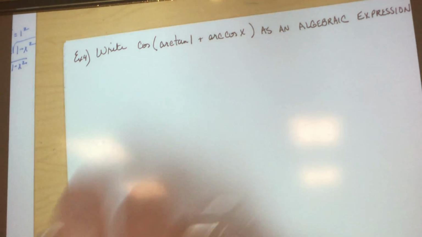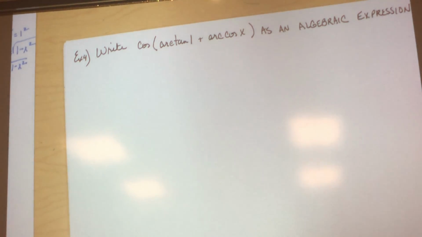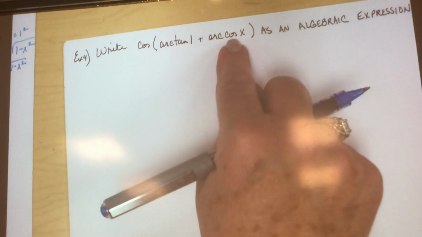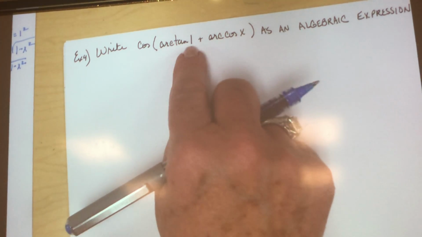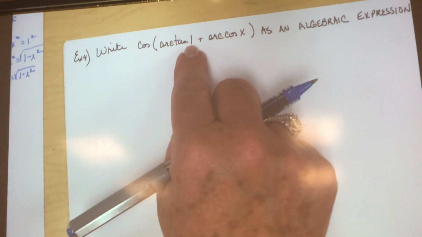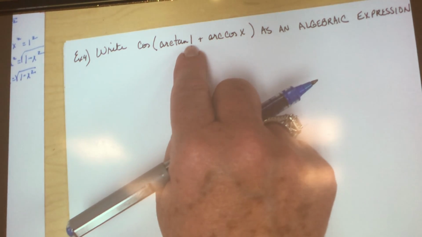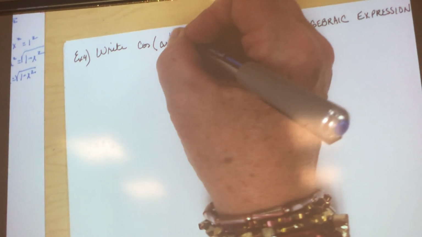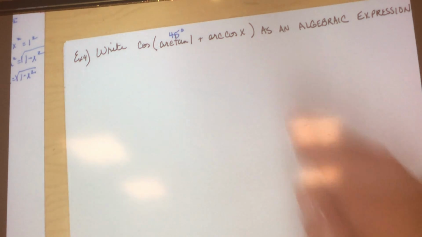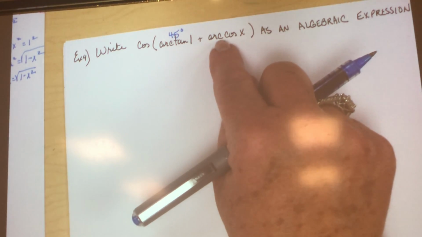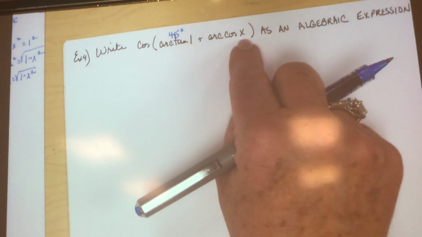Alright, so here we go. These have been angles, do you agree? This is an angle. This is the angle whose tangent is 1. What angle would that be? I'm gonna go 45, just because I like degrees better, and you are more comfortable with them, most of you. Some of you are radian people, you don't care. Alright, what about this guy? The angle whose cosine is x. Oh, we don't know.